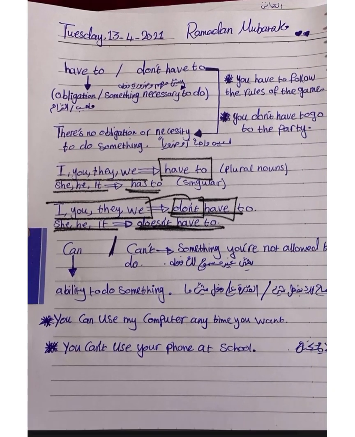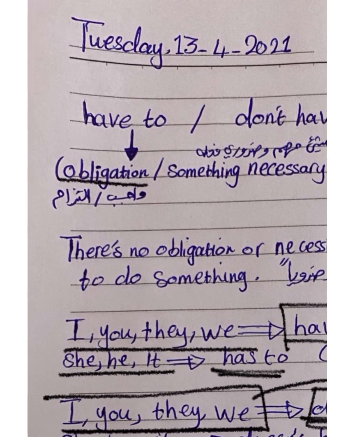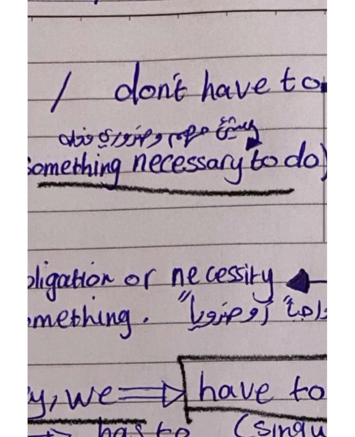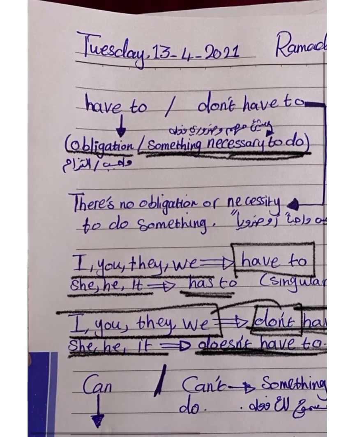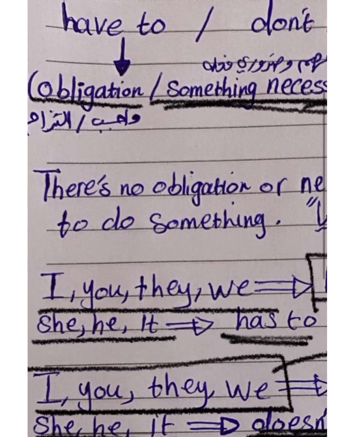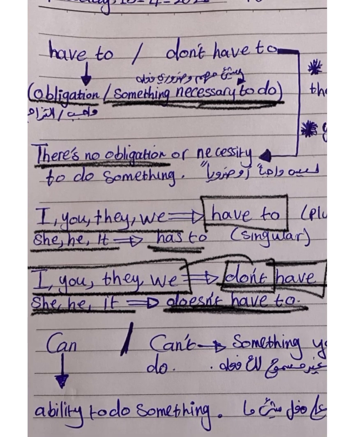Okay, so again, we use have to to talk about obligation, something that is necessary to do, an important matter you must do. As for don't have to, there is no obligation or duty. You don't have to. If you don't want to do it, don't. It's not necessary. There is no obligation or necessity.